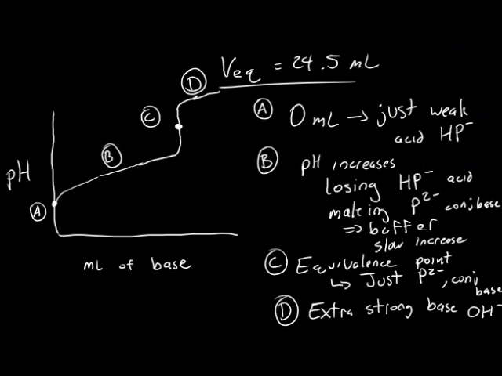We can return to our graph and label this initial pH at this dot labeled A as 3.21. We'll also label this as having added 0 mL of our base. Now we move on to part B and look at what happens in the buffer zone.